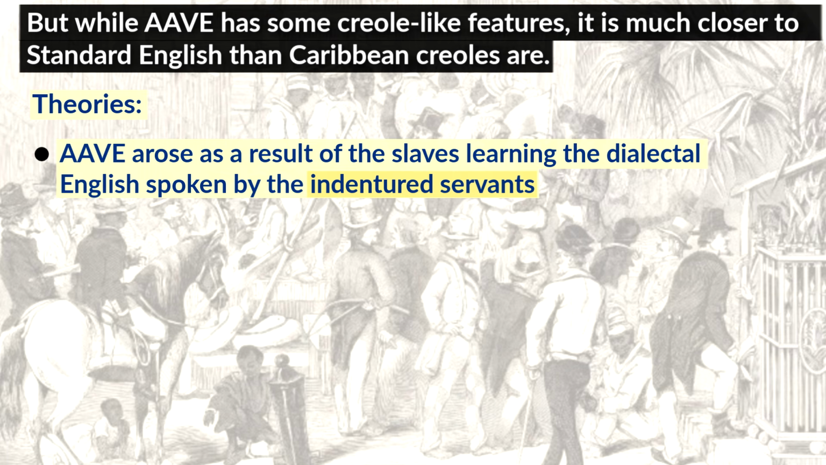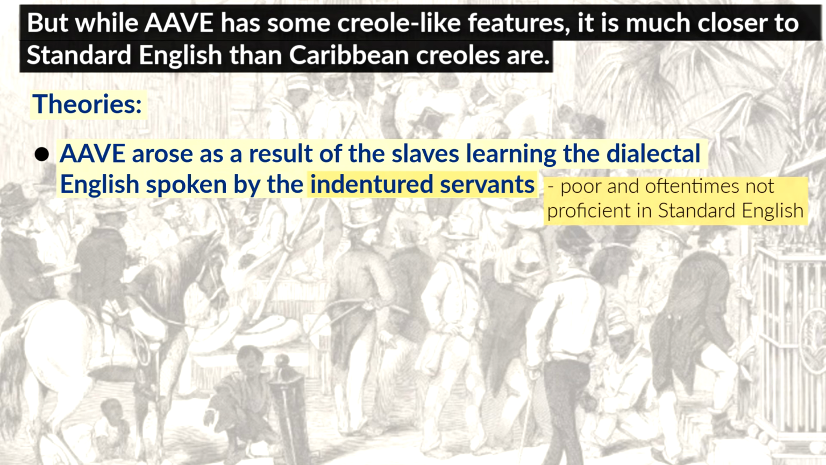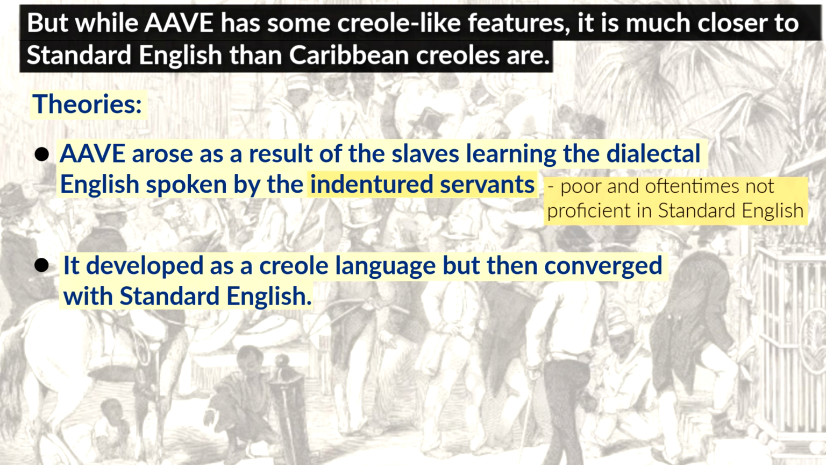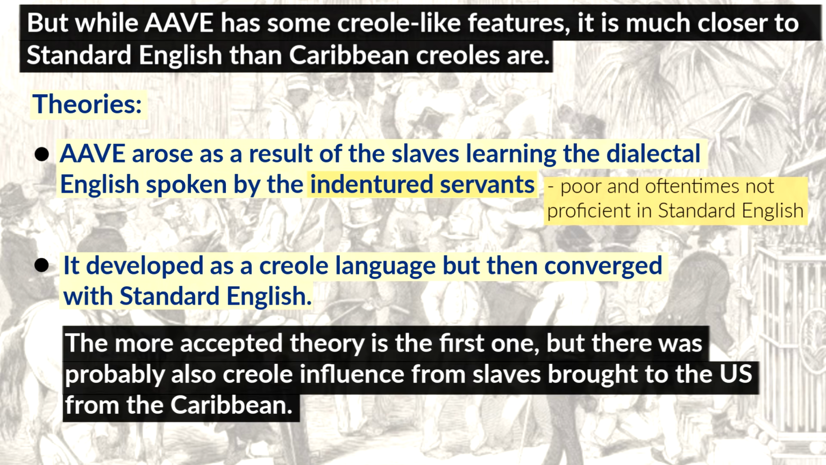One theory suggests that it arose as a result of the slaves learning the dialectal English spoken by the indentured servants, who were poor and oftentimes not proficient in Standard English. Another theory suggests that it developed as a Creole language, but then converged with Standard English through a process of decreolization. The more accepted theory is the first one, but there was probably also some Creole influence from the slaves brought to the US from the Caribbean.